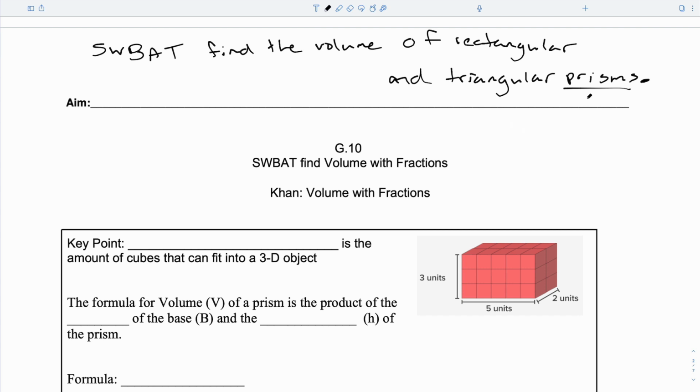Underline prisms. Today we're focusing on only shapes that are prisms. Prisms mean that the shape has the same top as the bottom. Tomorrow you're going to look at a pyramid. Does a pyramid have the same top part as the bottom? No, it's got a point at the top. So that's not a prism. For all of today though, you're going to see something that looks like this, a prism.